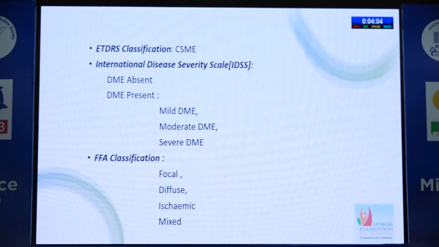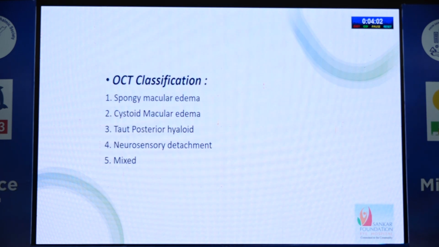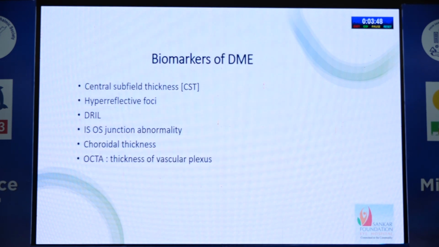Even though there are various classification systems for classifying diabetic maculopathy, in our study we have used OCT classification. In OCT classification, it can be classified into spongy macular edema, cystoid, taut posterior hyaloid, neurosensory detachment, and mixed. The biomarkers for diabetic macular edema include central subfield thickness. CST alone is considered in the study. The other biomarkers include hyperreflective foci, DRIL, ISOS junction abnormality, choroidal thickness, OCTA, and thickness of vascular plexus.